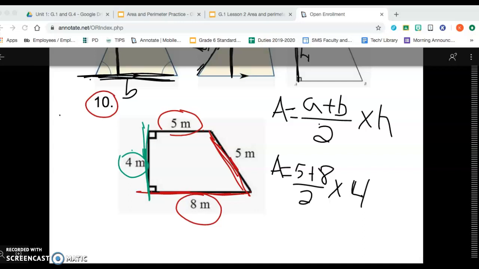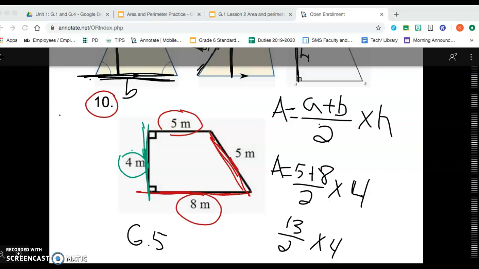Okay, so times 4. Now all we have to do is solve. 8 plus 5 gives us 13. Then divided by 2 times 4. When we divide by 2, all we're going to do is take half of 13. If you want to use a calculator, you can. But the way I think of it is half of 12 is 6, but we have 13, so we would just have to add 0.5. So 13 divided by 2 is actually 6.5, and I'm going to write it over here. So 6.5.